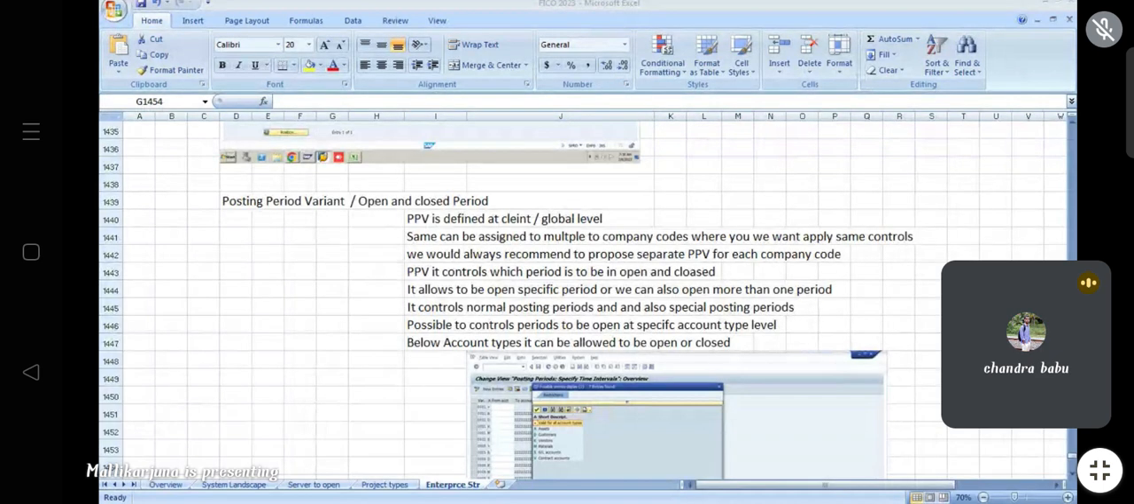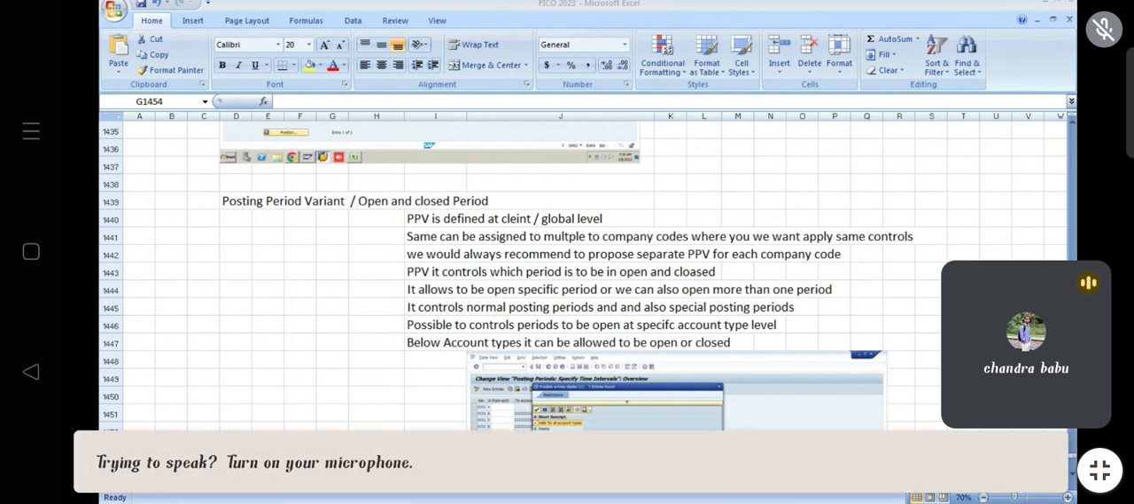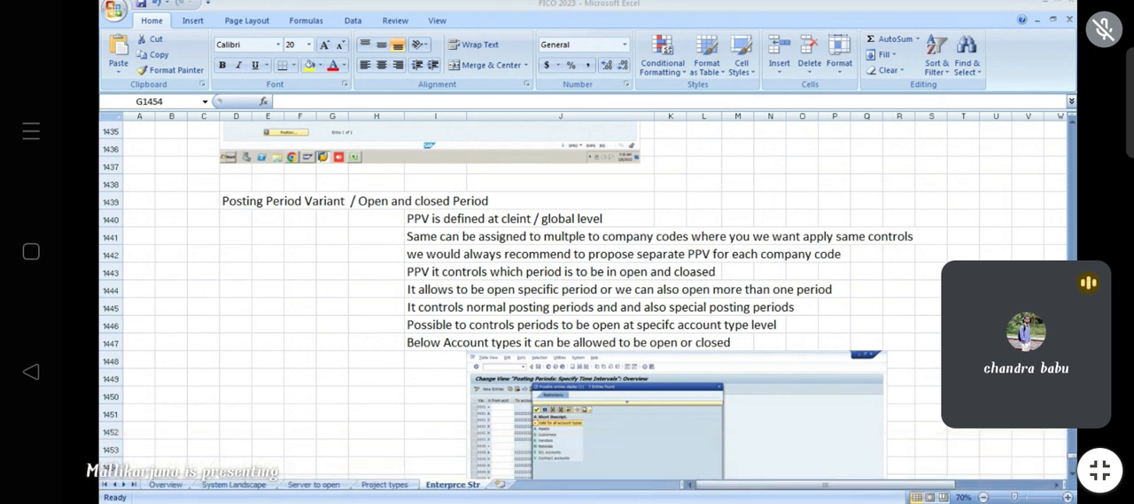Okay, so here, if we close all the 12 periods, then we realize that there are some adjustment entries that we need to post in the 14th or 15th period, a special period. In that case, to which special period do we need to post the entries, and how will the balances be updated?